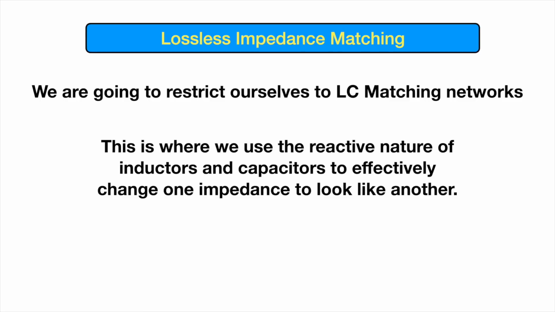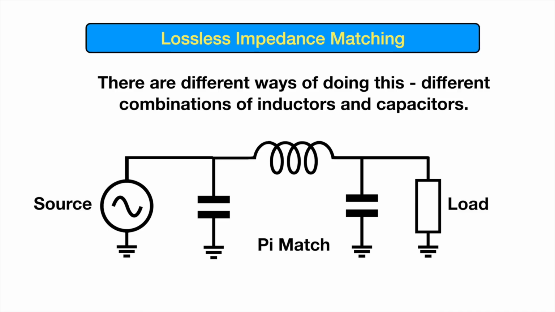So this is where we use the reactive nature of inductors and capacitors to effectively change one impedance to make it look like another. And this is the amazing thing that we can do with reactance. And as we looked at in the last video, inductors have inductive reactance and capacitors have capacitive reactance, and we can use these two to transform impedance. Okay, there are different ways of doing this. Different combinations of inductors and capacitors that we can use. And I'm just going to show you a few of these.